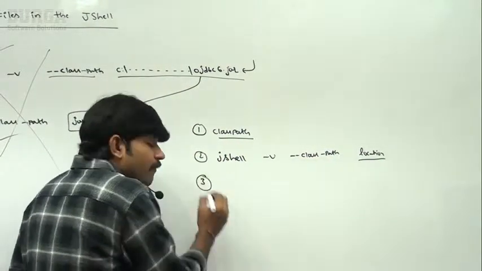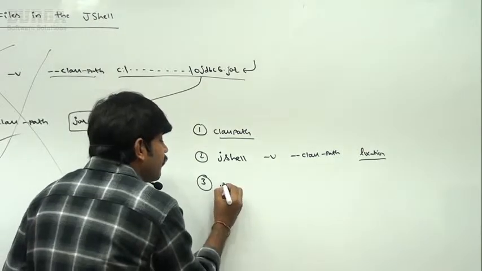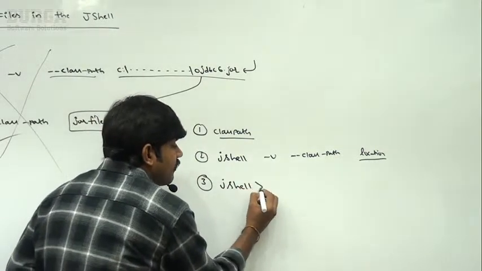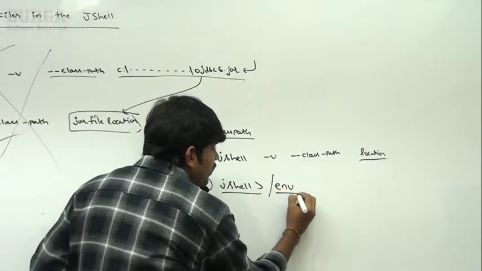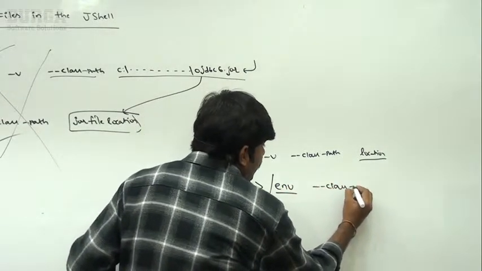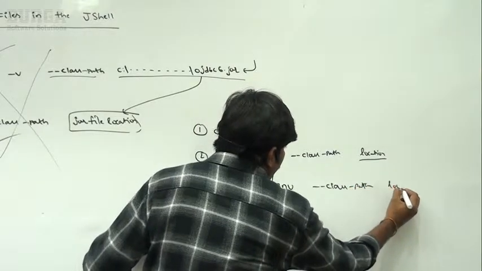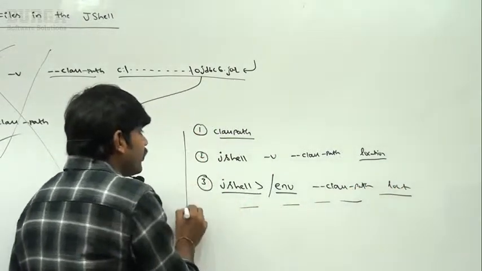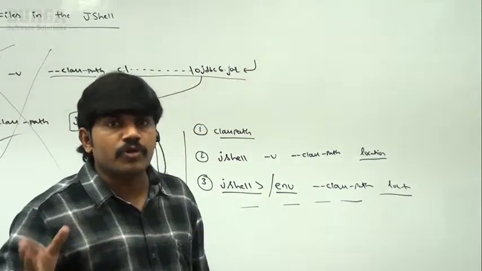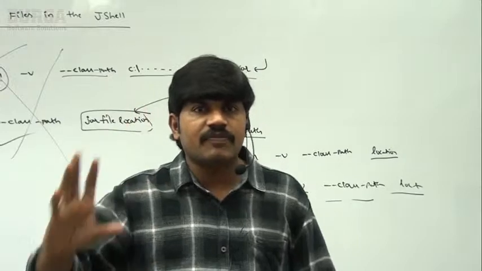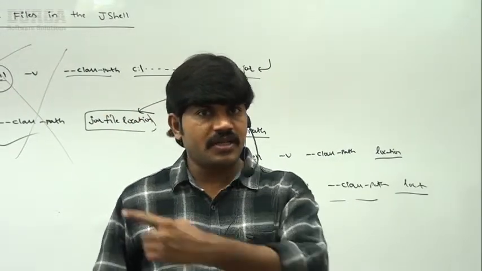Third one, sir, from the JShell command itself, from the JShell console itself, you have to use /env --class-path and provide the location of the jar file. I hope everyone can understand, right? These are 3 possible ways to make the jar file available to the JShell. Clear with the example, right?